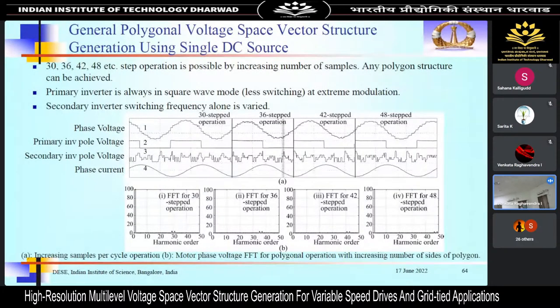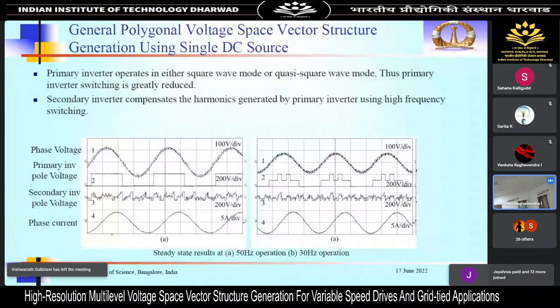So, a general polygonal multilevel structure such that the resultant space vector traces a circle, but at the same time, the main inverter switching is only in the cos square wave. This is the cos square wave. Mode operation is in between layers, but most of the switching is transferred to the switched capacitor filters. That switched capacitor filter is acting as a filter to suppress the error voltage.